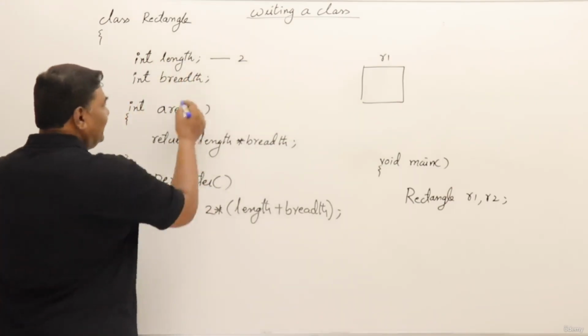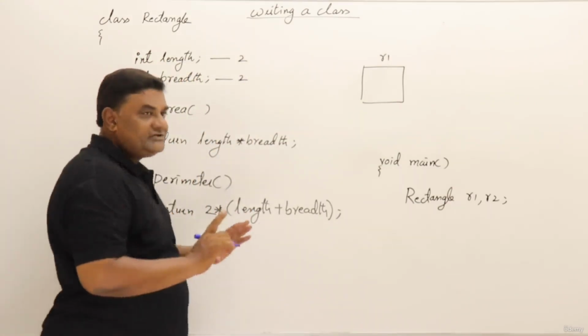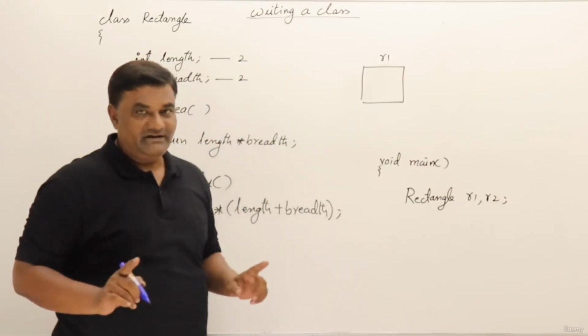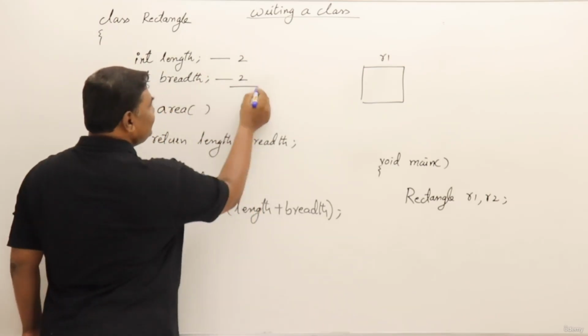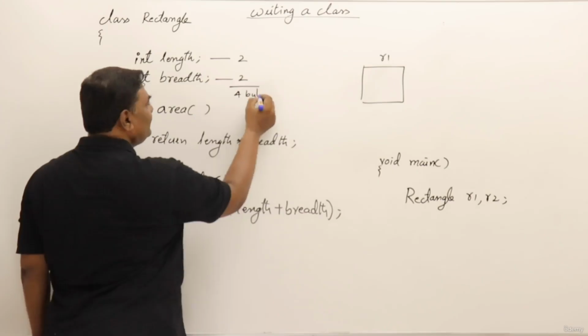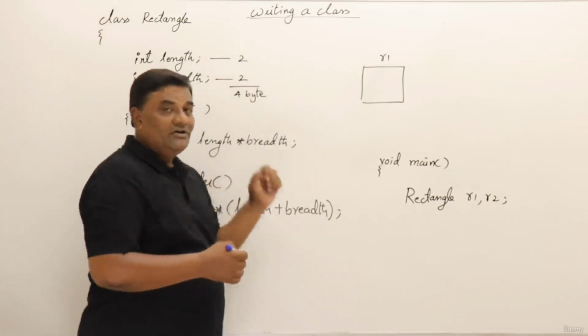So this is 2 bytes and this is also 2 bytes. Functions are also there. No, functions will not occupy any memory space. Only 2 data members. So total, what is the size of this class? This is 4 bytes. So if you create variables of this type class, they will take 4 bytes.